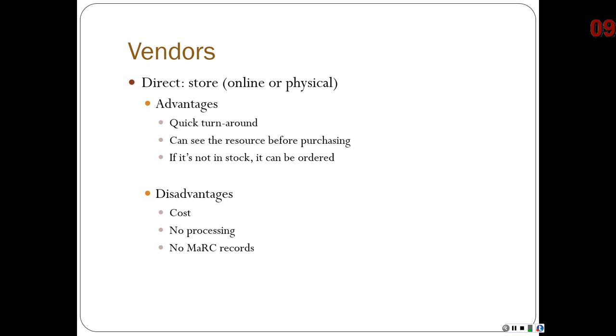Additionally, stores can often accommodate your request for materials that they do not have in stock. Depending on the store, some of the disadvantages to purchasing from stores, such as cost or lack of processing and MARC records, can be mitigated. Local independent stores are working hard to get your business and can be willing to cut you a deal if you commit to purchasing a certain amount from them every year. They are also starting to contract out for shelf-ready processing, library binding, and MARC record delivery.